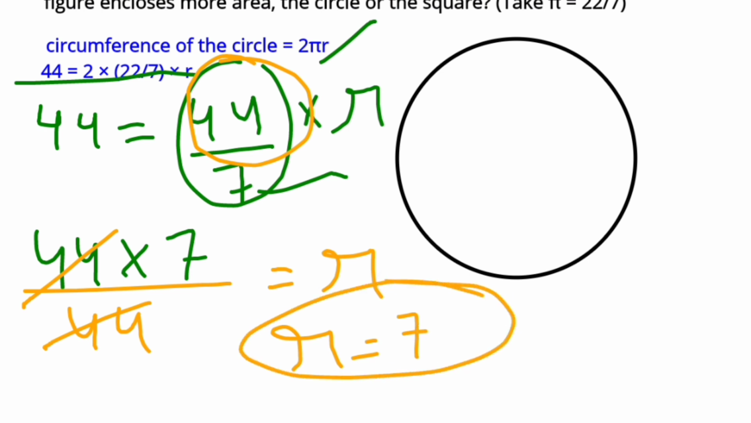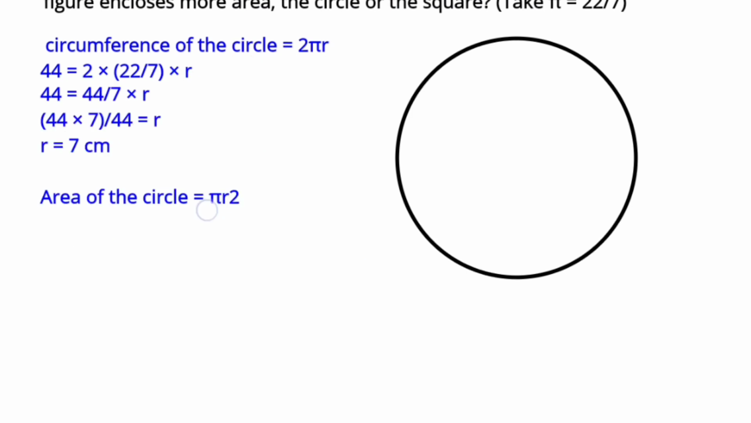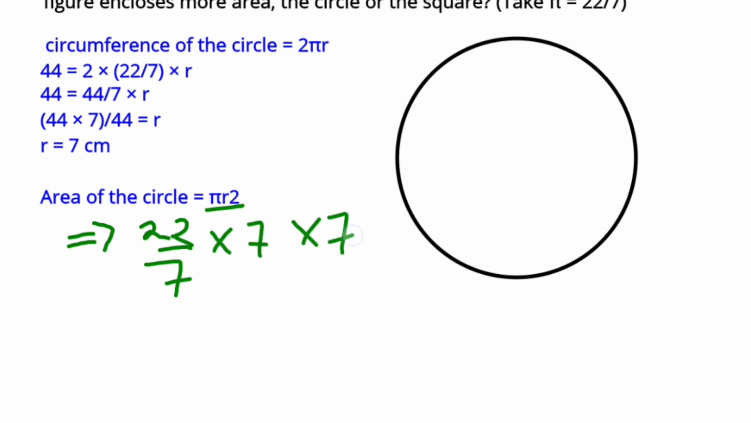Next they are saying to find its area. Now we will calculate the area. So the area of a circle is pi r square. Now we will put the values. In place of pi we will write 22 upon 7. The radius we have calculated is 7, so 7 into 7. This 7 will cancel out by this 7. Now we have 22 into 7.